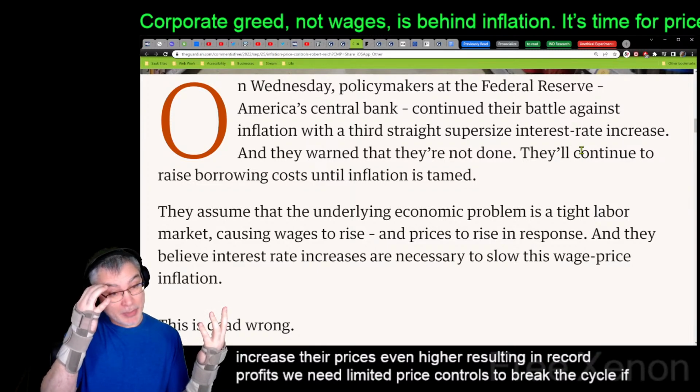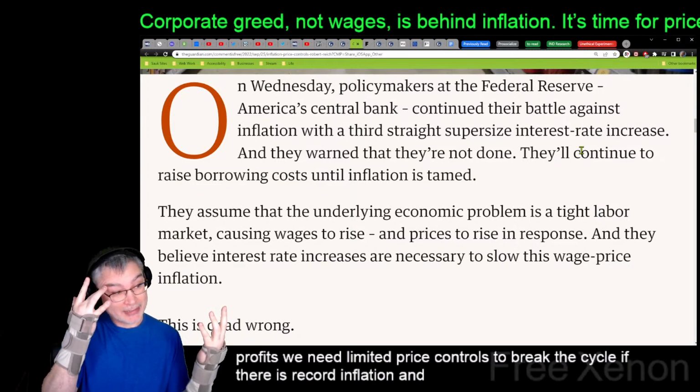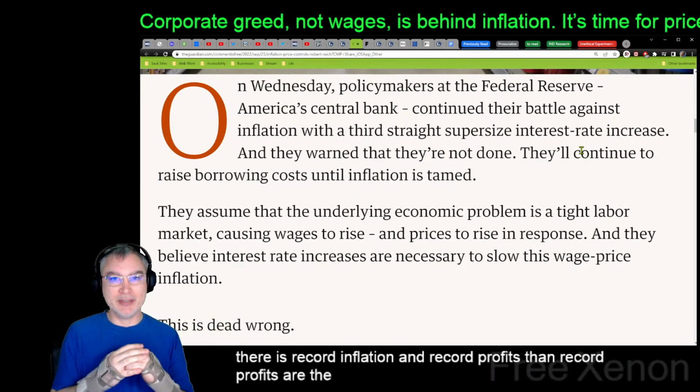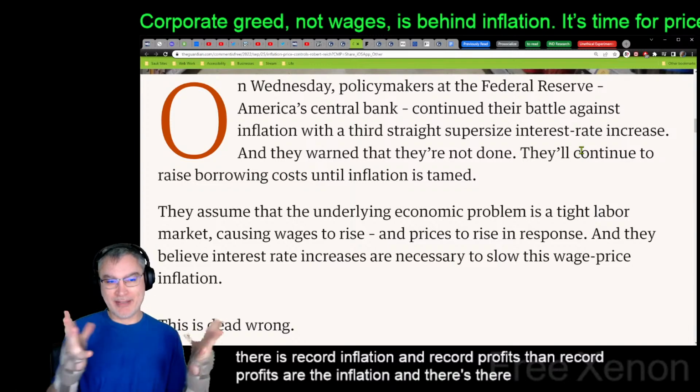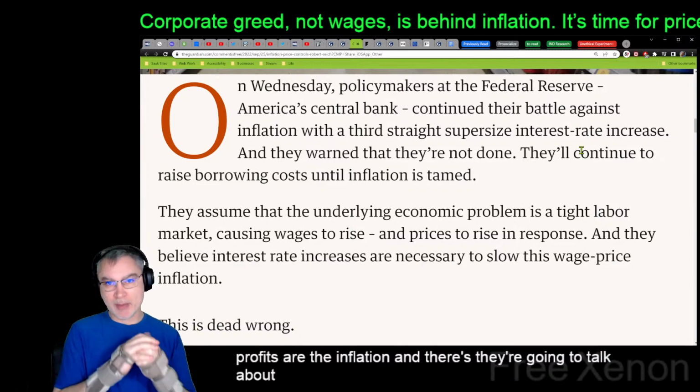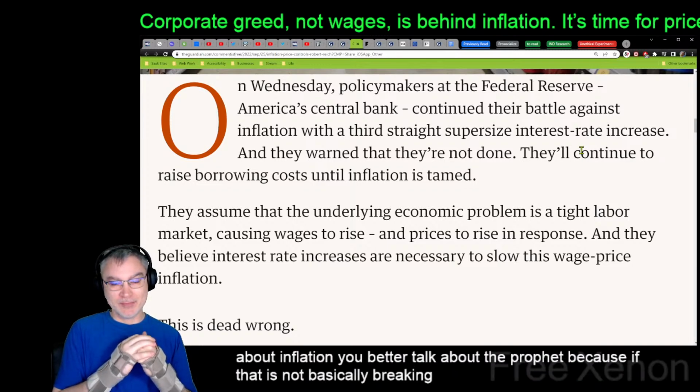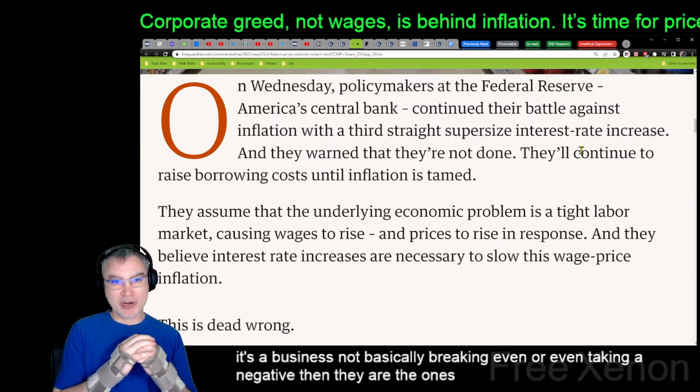If there is record inflation and record profits, then record profits are the inflation. And if you're going to talk about inflation, you better talk about corporate profits. Because if that business is not basically breaking even, or even taking a negative, then they are the ones who are the problem.